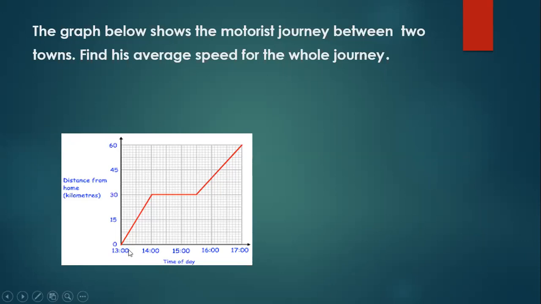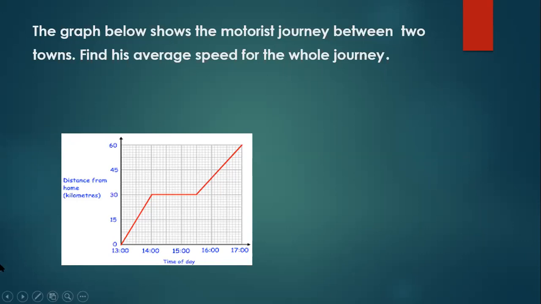Then what is the time taken for the journey? The total time taken. If you start your journey at 1300 hours, then the journey is ending at 1700 hours. You just have to subtract 1700 hours minus 1300 hours. So the total time taken for the journey is 4 hours.